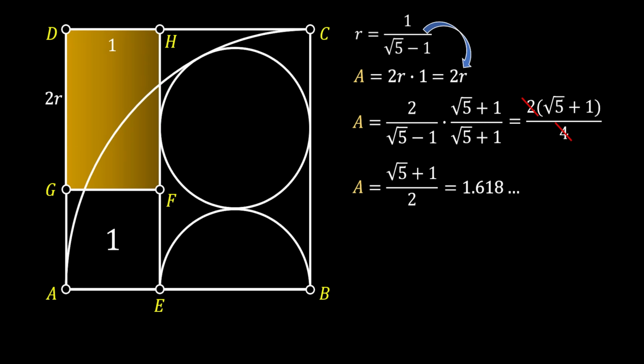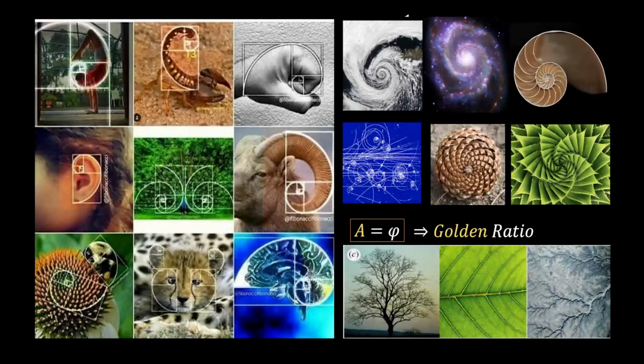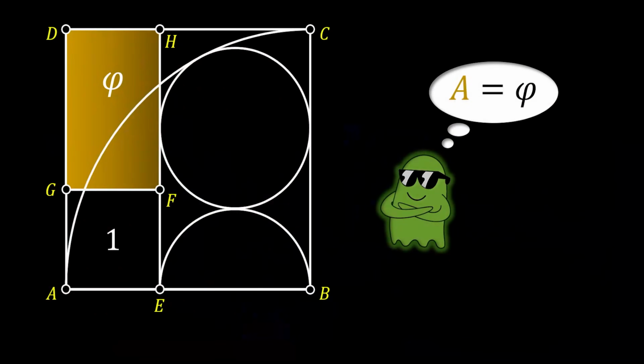And yes, this is the number which we call phi in mathematics, or you probably heard its other name, which is the golden ratio. And you can find this number anywhere in nature, from galaxies to snails, to human bodies, to leaves, and a lot of other examples. And I'm also planning to do a video about the golden ratio sometime in the future. But until then, this is our golden solution, so the area of our rectangle equals phi.